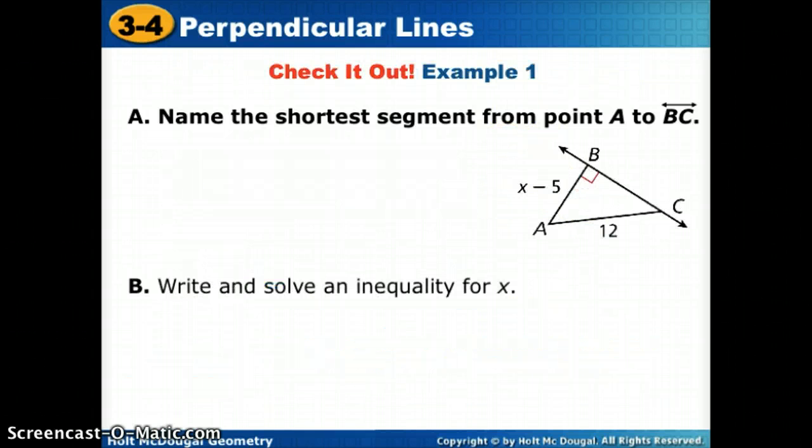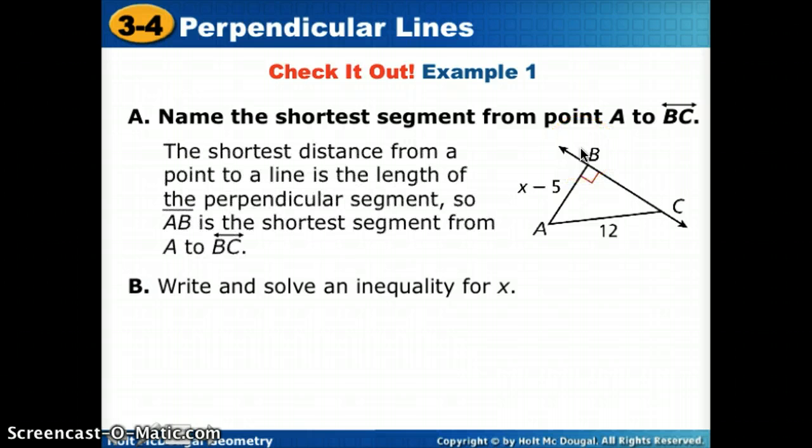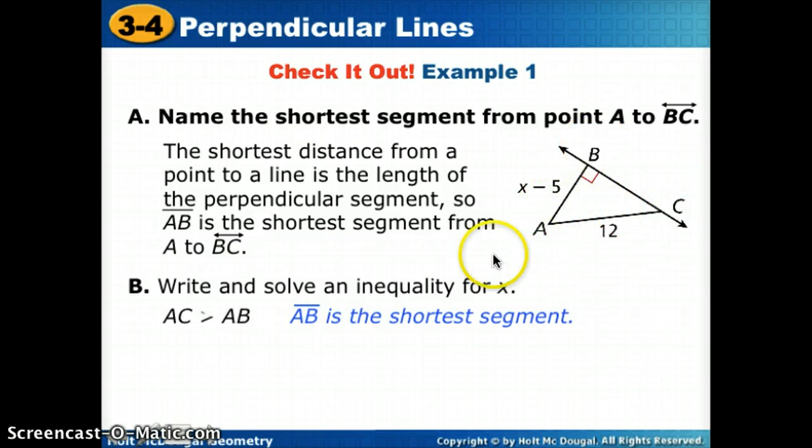Okay, let's try one more. In this one, name the shortest segment from point A to line B. So we said that the shortest segment will be the one that's perpendicular. Notice AC is not perpendicular, so AB, which is perpendicular, should be our shortest segment. And to write an inequality, we want our shortest segment to be less than the other segment. So I know that AC should be bigger than AB, so my inequality is going to open towards AC.